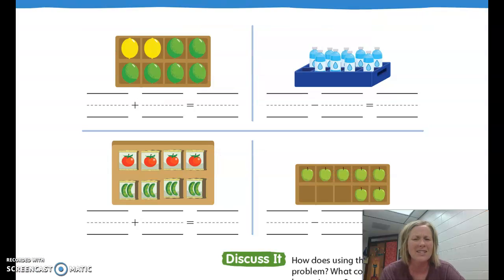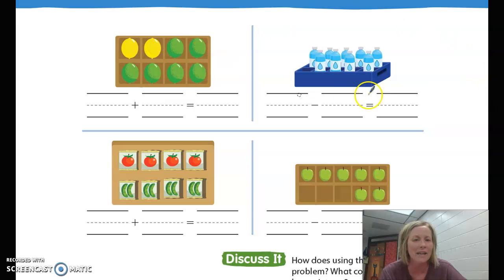Ooh, let's start with our limes and lemons up here. Now, let's look at our symbol. What are we doing? You're right, we are adding. So we're going to say how many lemons? 2 plus how many limes? Ooh, you're right, 6. So what does 2 add 6 equal?